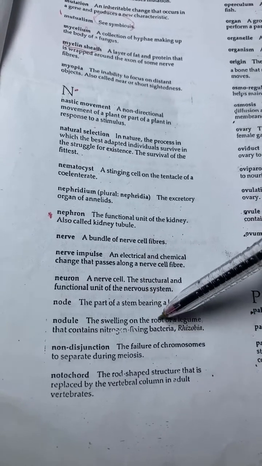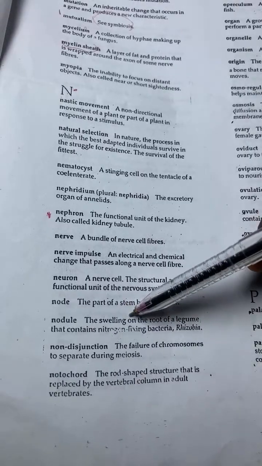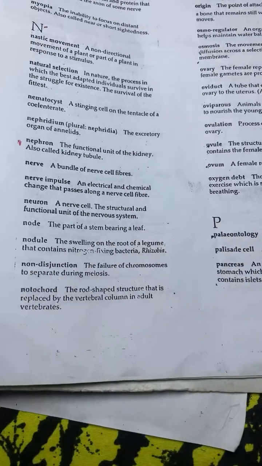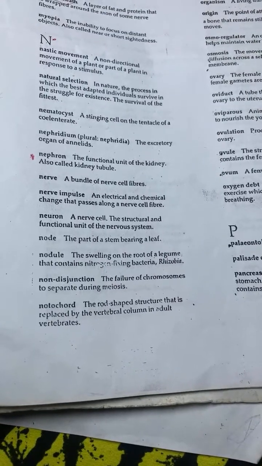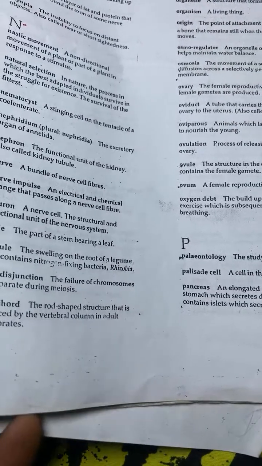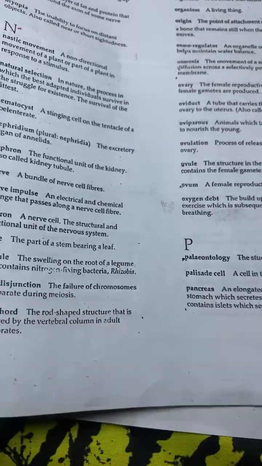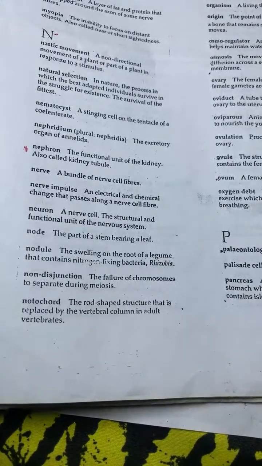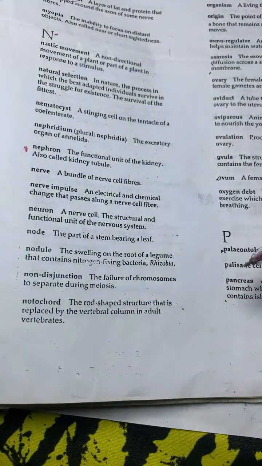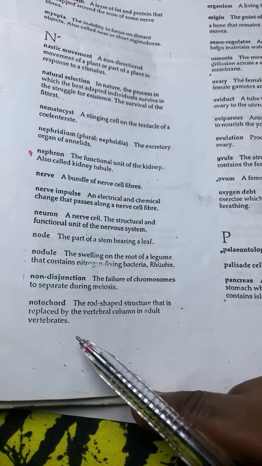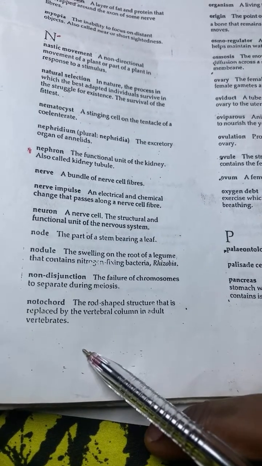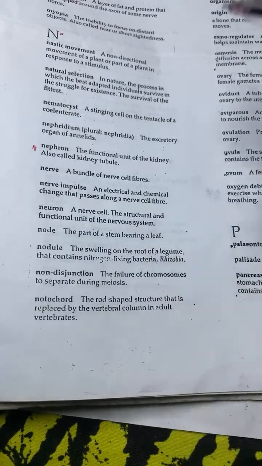Non-disjunction is the failure of chromosomes to separate during meiosis. The failure of chromosomes to separate during what? During meiosis. We also have notochord. Notochord is usually found in the vertebral column. It's a rod-shaped structure that is replaced by the vertebral column in adult vertebrates. It is replaced in the adult what? In the adult vertebrates. We have nucleus.